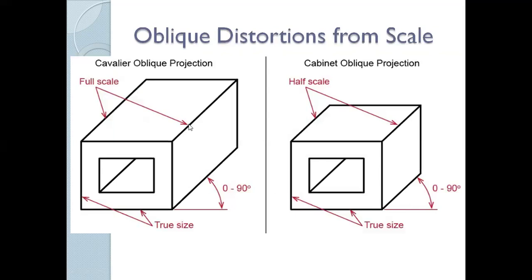So there are two types of oblique projection. One is cavalier, where the receding side is at the full length of any dimension given, and the other is cabinet, where the receding side is at half the dimensions given. If you notice these two, one looks really long and one looks short. Cabinet helps to reduce distortion. The half size looks similar to the real object, whereas the cavalier looks elongated.